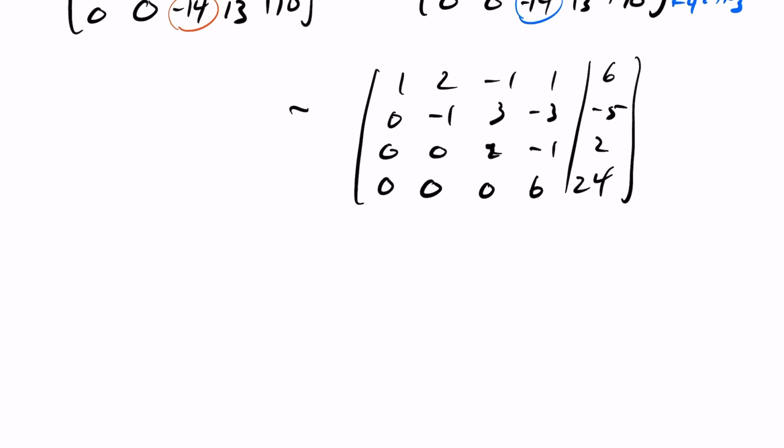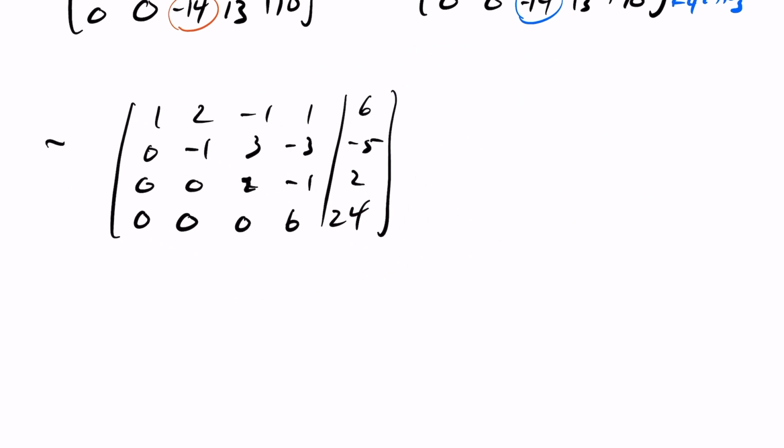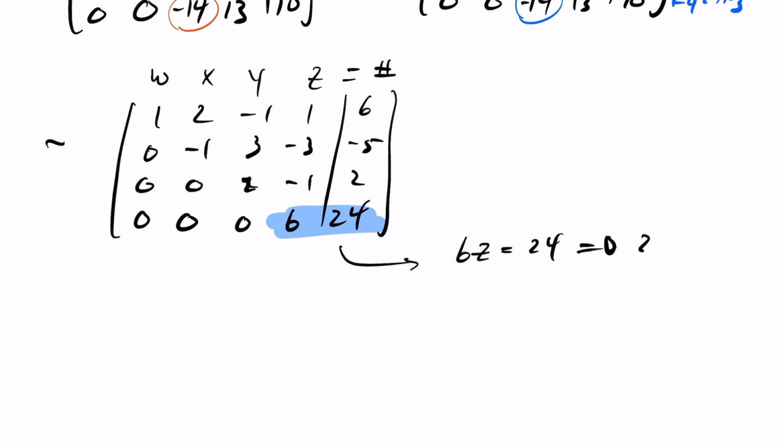So now you can see here, I've row reduced my matrix. It is now upper triangular. Now that we've done that, I can go ahead and solve the following system. So we can quickly unravel this here. You can see here, keeping in mind that these columns have placeholders. This is my W, this is my X, this is my Y, this is my Z, this is my equal sign, and these are my numbers. This equation right here tells me that 6Z is 24, which implies that Z is 4.